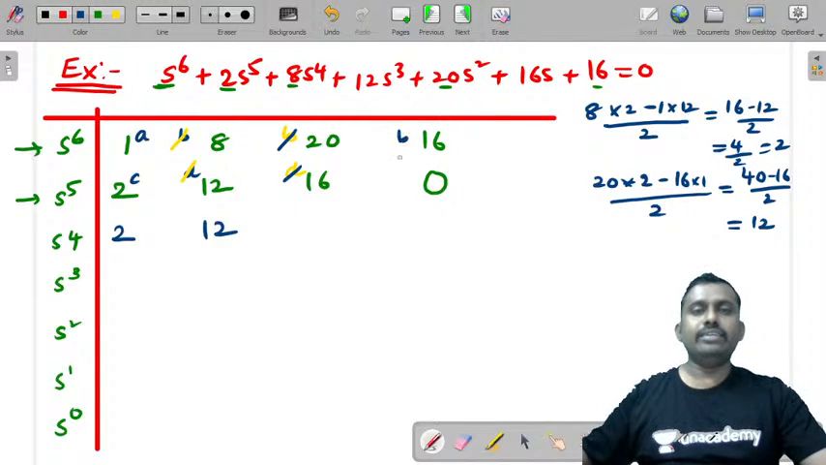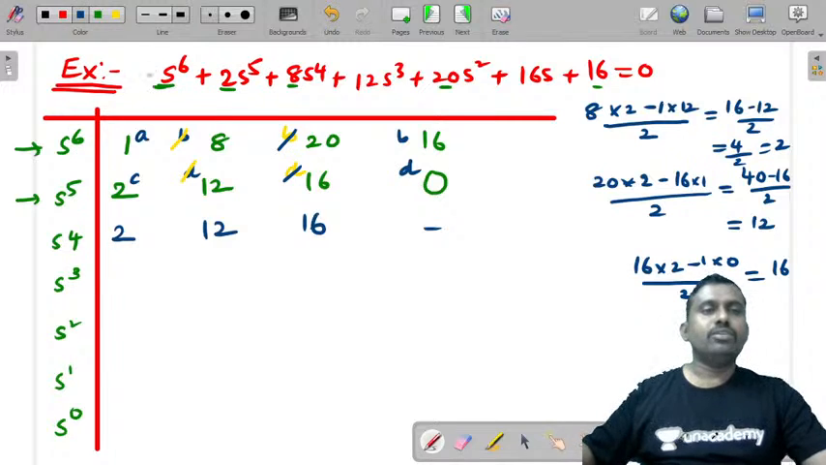So B and D are shifted again here. Now what is B into C? 16 into 2 minus A into D, 1 into 0, by 2. It is 16. This is again 16 here. And this you can leave it. Now when you are doing the next one, you need to cancel this and take this as A, this as B, this as C, and this as D.